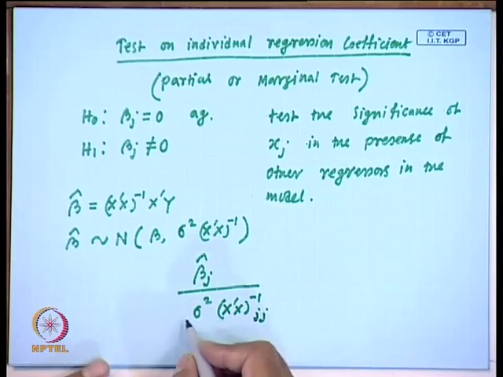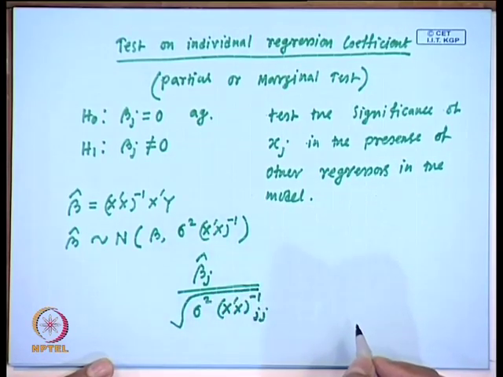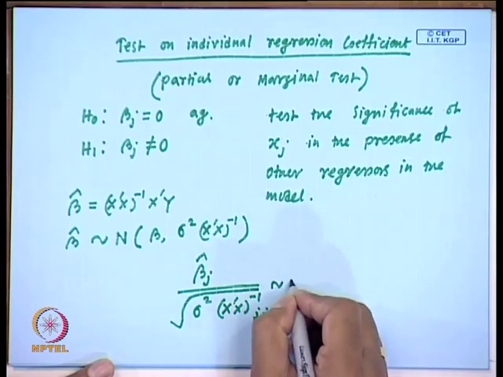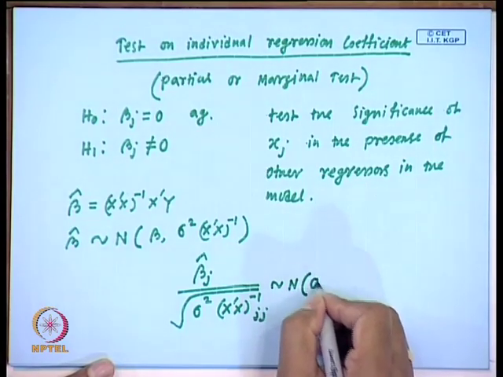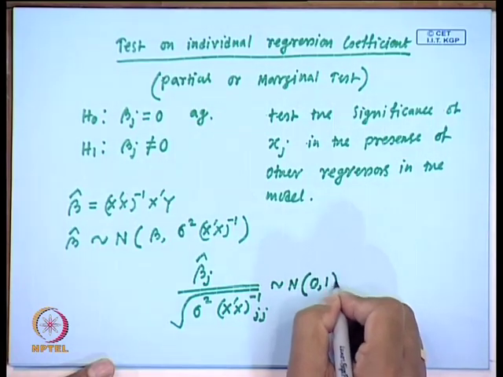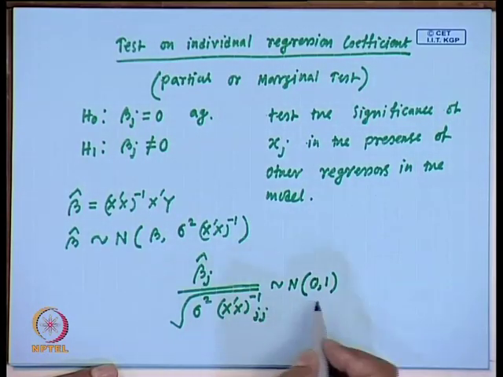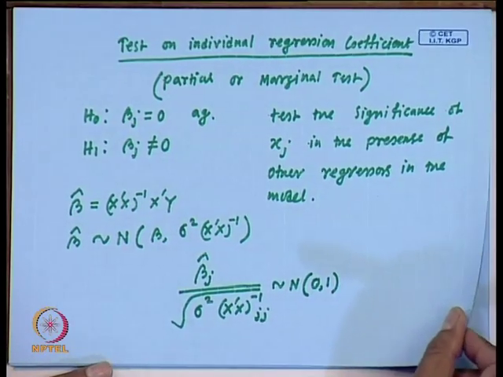So, this one follows a normal distribution with mean 0 and variance sigma square. Now, of course, sigma square is not known. So, if we replace this sigma square by MS residual, then this random variable is going to follow T distribution.